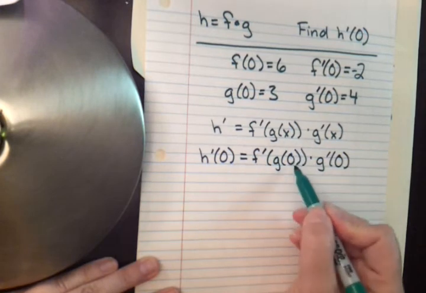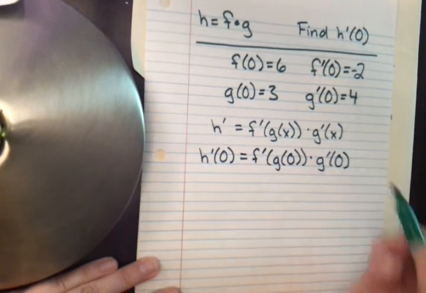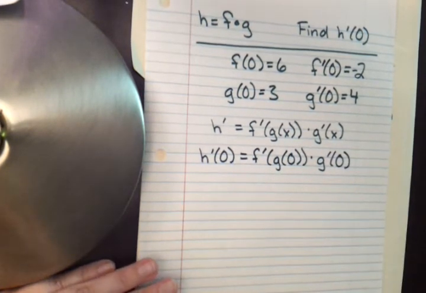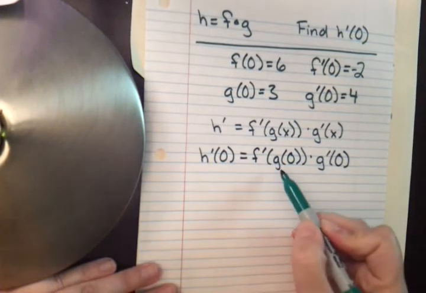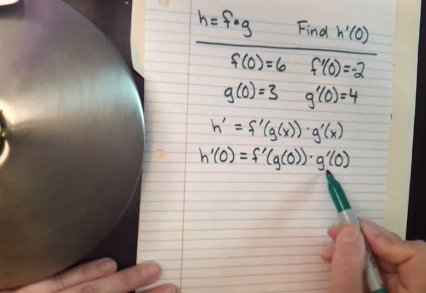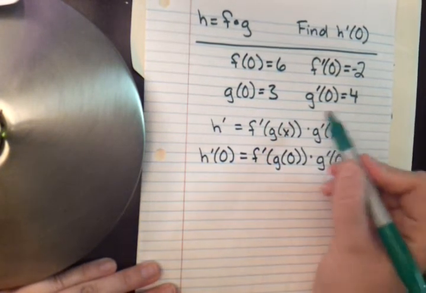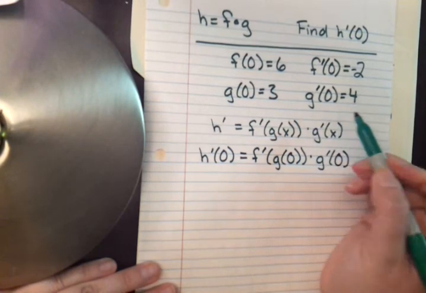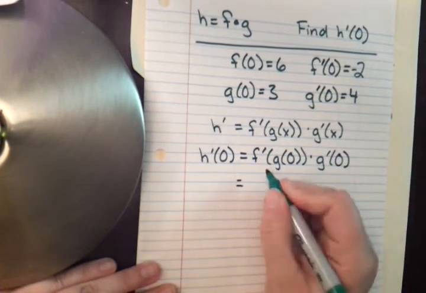So here we had an x, filled it in with a 0. Here we had an x, filled it in with a 0. Now I see something that I can use. I see a g of 0. I know what g of 0 is because they told me that. I see a g prime of 0, and I know what that is because they told me that too. So let's rewrite this and fill in those blanks.